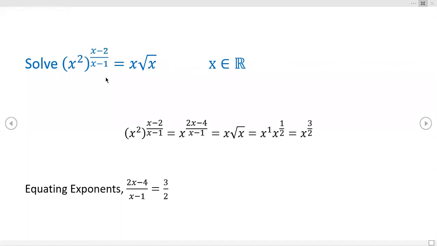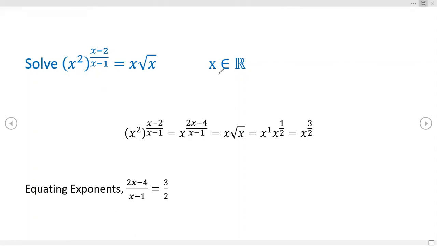Equation where everything's a function of x. The argument is a function of x. The exponent is a fractional function of x, and the right-hand side is certainly a function of x. So we're to solve this for x, a real number, and let's get busy.